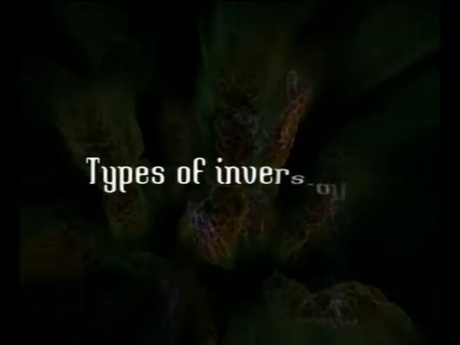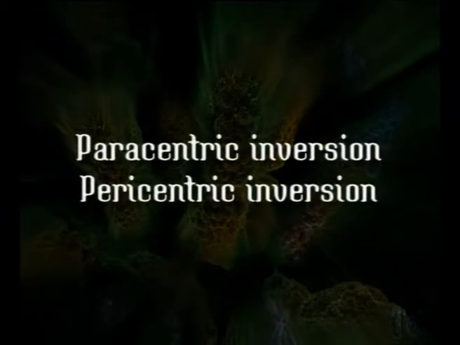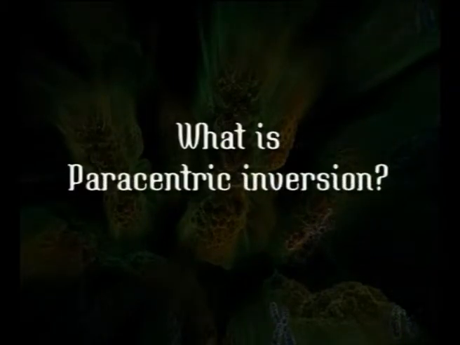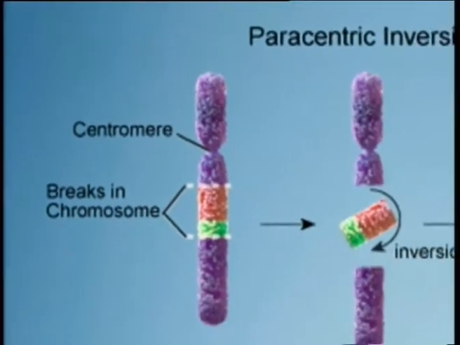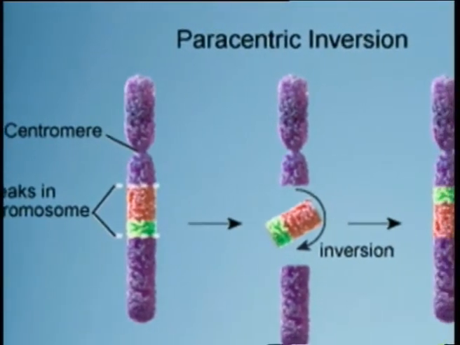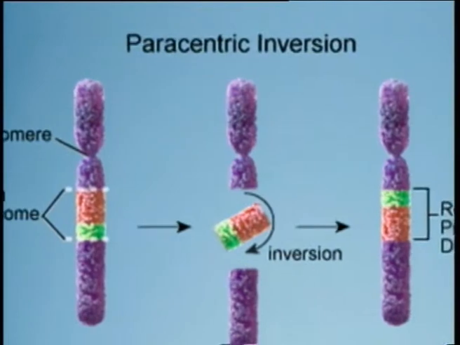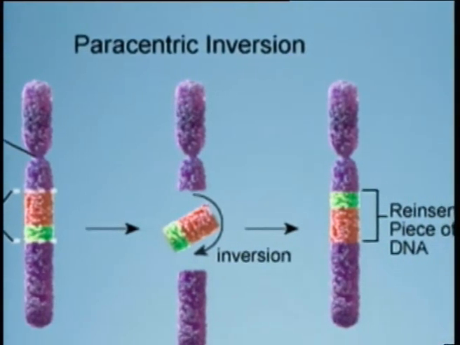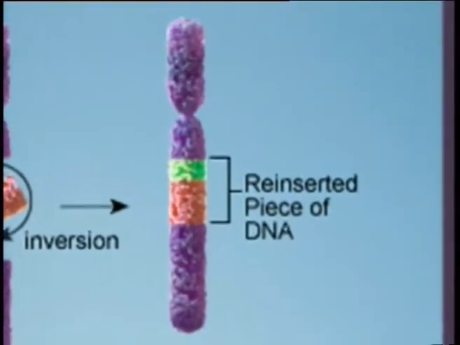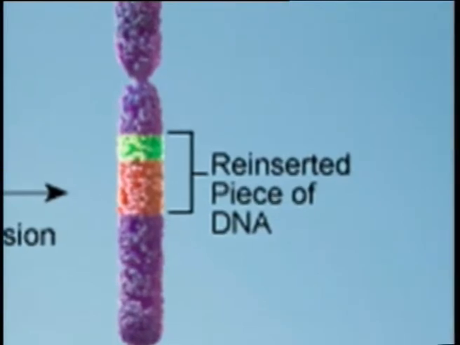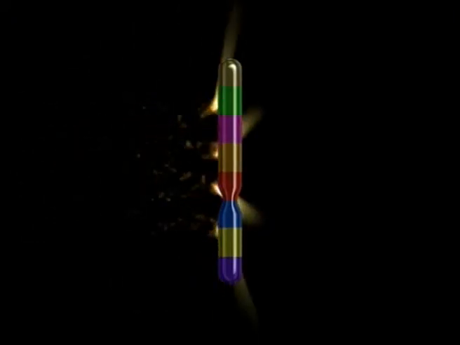We have two main types of inversions. One is called paracentric inversion and another is called pericentric inversion. First of all, what is paracentric inversion? Paracentric inversion means when the breakage of the DNA segment takes place in only one of the arms of the chromosome. In other words, the centromere is not involved. When breakage takes place in one of the arms, whether it is the long arm or the short arm, then only that arm is involved in that inversion and hence no centromere is involved.